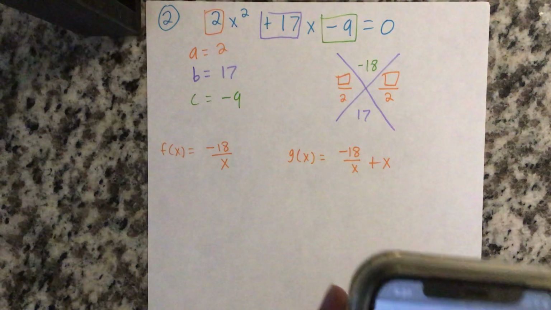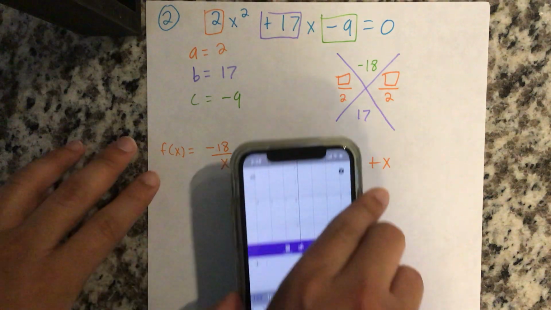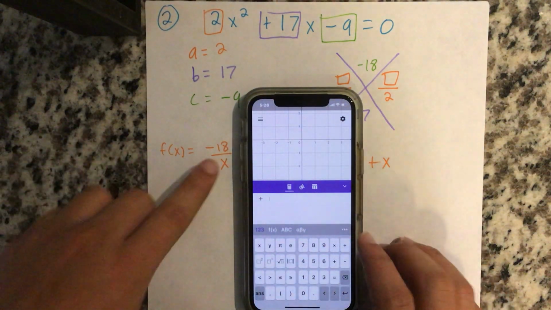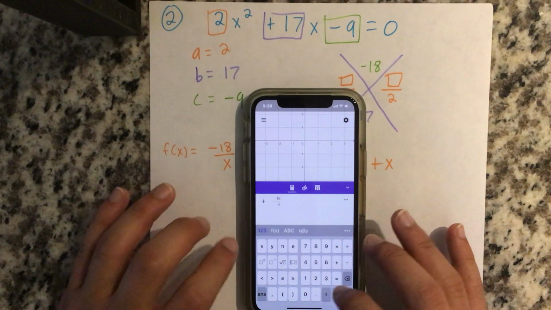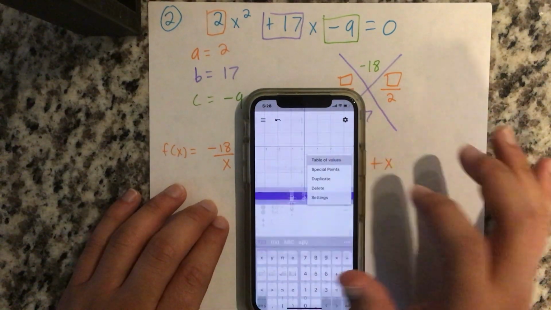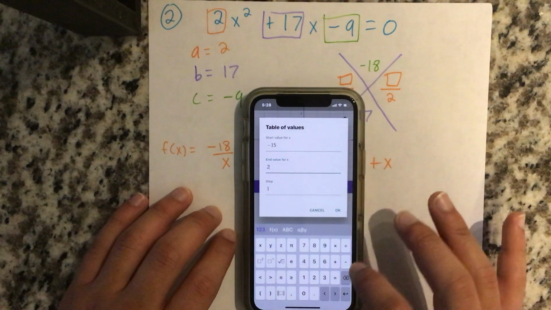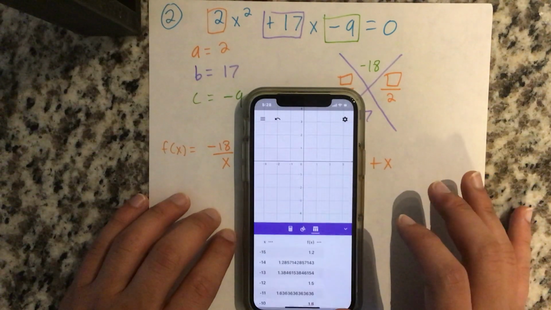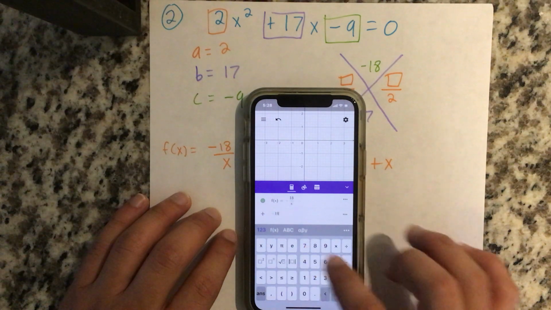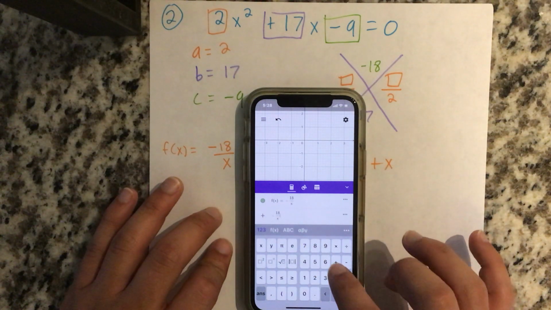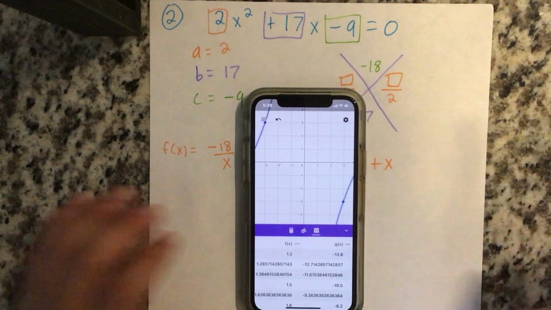So now I go to my calculator. Let me kind of reset it over. So in my calculator, I type in the first one. So negative 18 over x. Hit the 3 dots. Table of values. We'll do negative 15 again. That works. That one's good. Hit the calculator. Do the same thing. Negative 18 over x plus x. 3 dots. Table of values. And we're good to go.